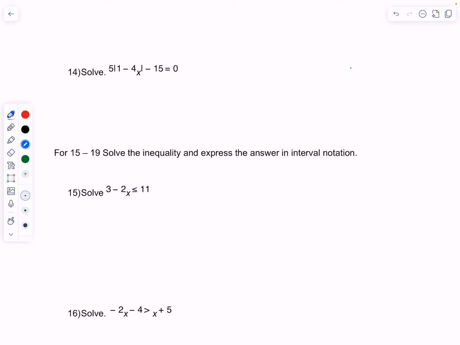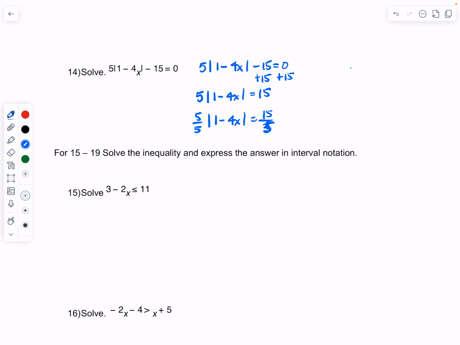Now we have an absolute value we have to solve. So again, you're going to isolate the absolute value. So we start out with 5 times the absolute value of 1 minus 4x minus 15 equals 0. So the first thing I'm going to do is add 15 to both sides. So 5 times the absolute value of 1 minus 4x equals 15. Now I'm going to divide both sides by 5. So 5 divided by 5 will equal 1 times the absolute value of 1 minus 4x, and 15 divided by 5 equals 3.